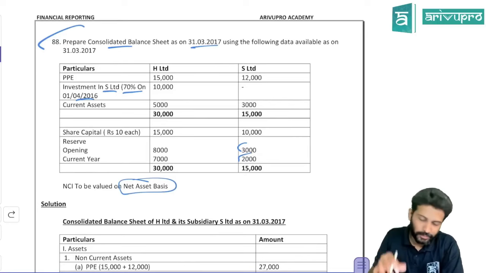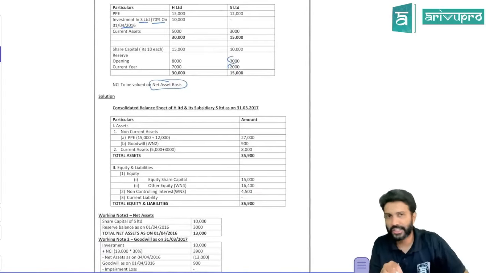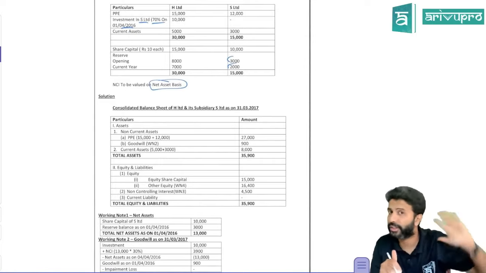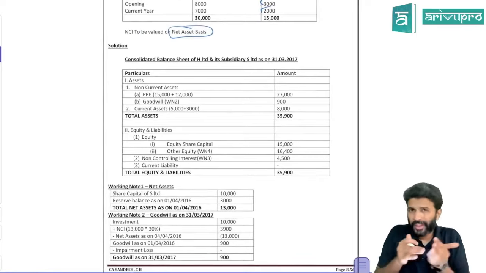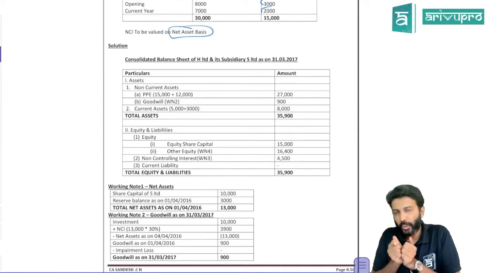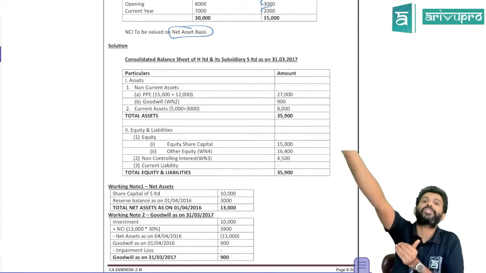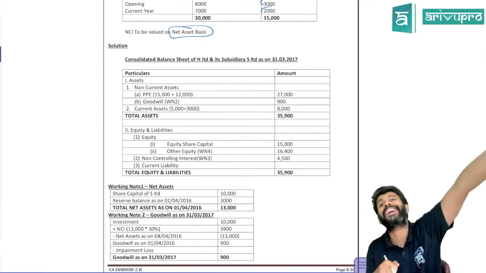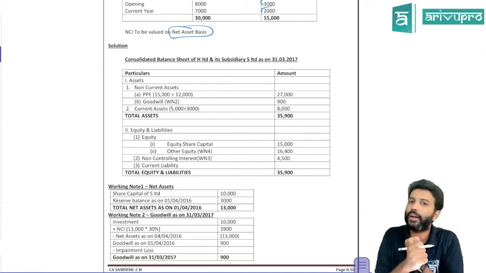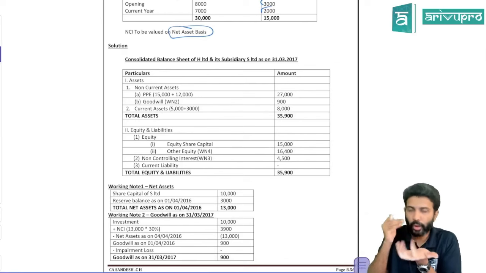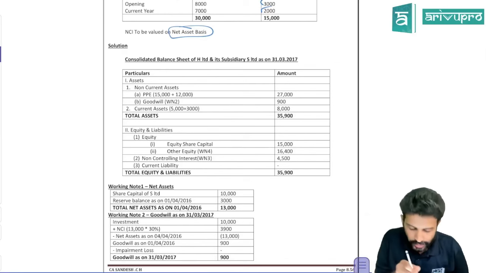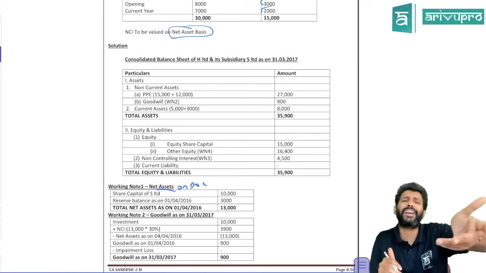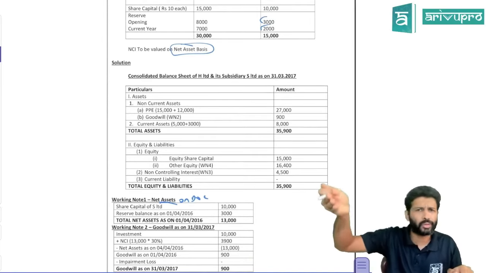So the first working note that we prepare in consolidated financial statements: you don't have any fair value adjustments here, so you can directly start with net assets on the date of control. Because obviously, if you are an equity shareholder, your right is towards the net assets of another company. If you buy equity shares of another company, you have a right over their net assets, right? So the first step is to find out the net assets on the date of control, because what you can really control is the net assets. How do you get net assets? Basically, assets minus outside liabilities.